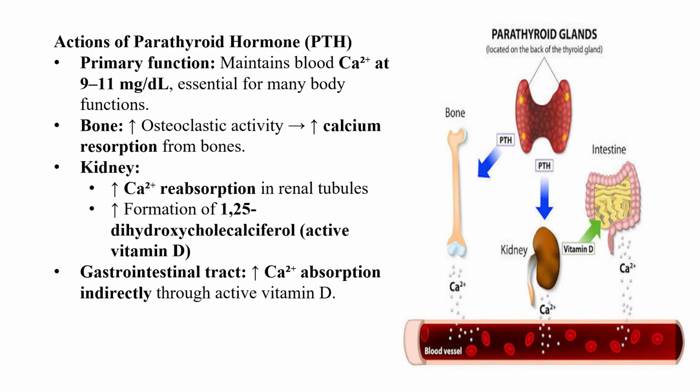So, we can remember the overall action of PTH in a simple way. Bone releases calcium, kidney conserves calcium, and the intestine absorbs more calcium through active vitamin D. Therefore, PTH plays a central role in maintaining calcium balance in the body.